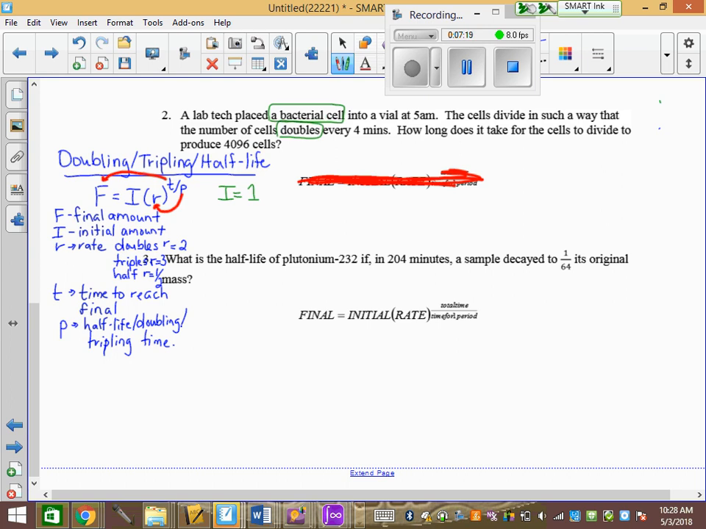Where do I put that? Yeah, doubles, what are we going to put? R equals 2. Doubles every 4 minutes. Which is that? P. Because P is the period. It's how long it takes to double. Triple. Half-life. So P is 4 minutes. So my T is going to have to be in minutes.